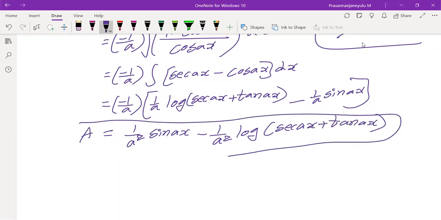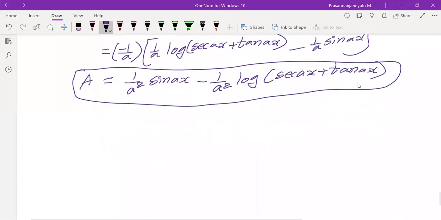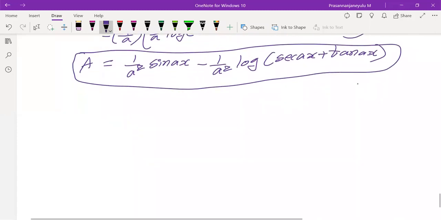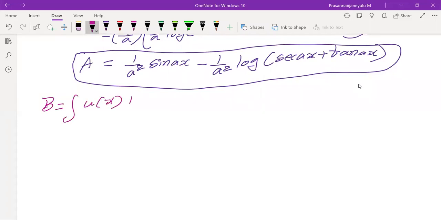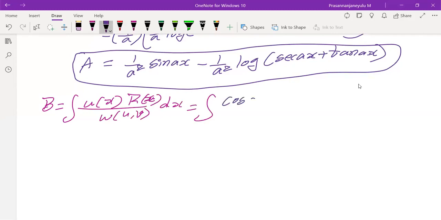Now we need to find capital B. We got complications in capital A, that means a little bit typical cases in capital A, so there may be a chance that our capital B will be simple. What is capital B? We'll check whether it will be simple or not. Integration of U of x into R of x by W of u comma v into dx. What is the u of x? Cos ax. R of x is tan ax, and W is a, into dx. 1 by a is constant.